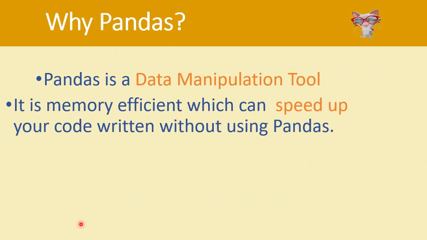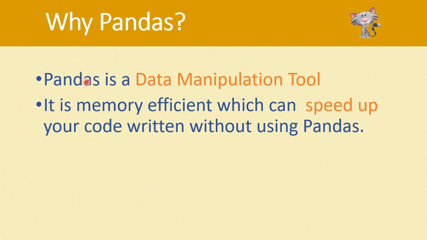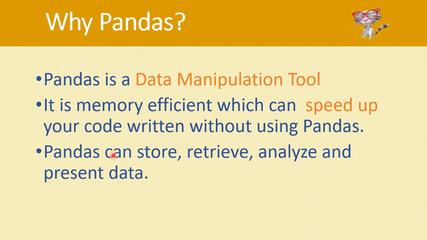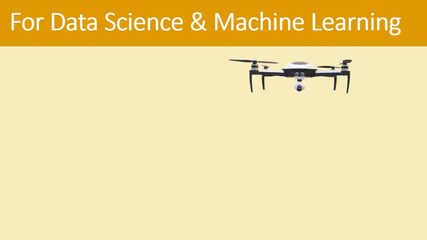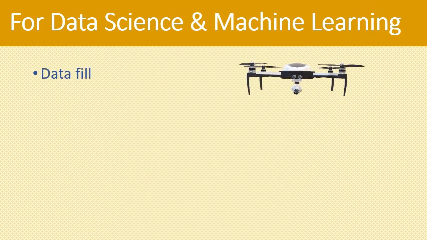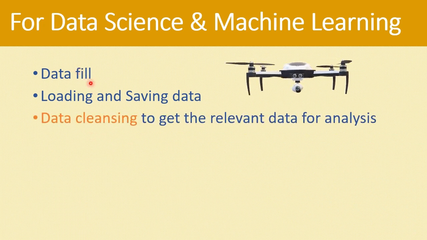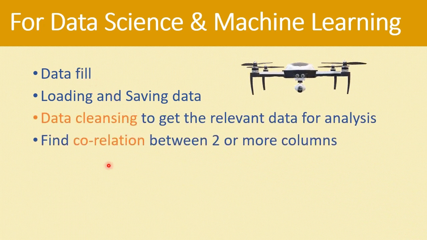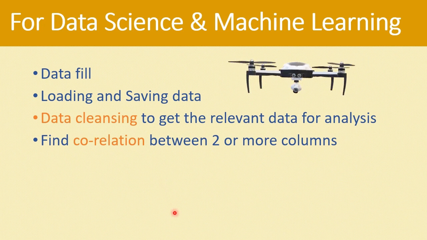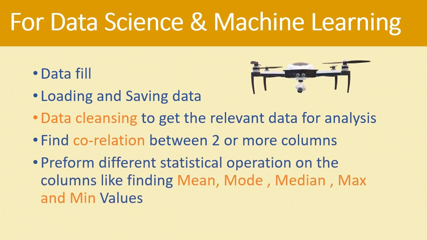It can speed up the data processing time taken by Python. Pandas is used to store, retrieve, analyze and present data. Very important part of data science and machine learning. It helps in data filing, loading and saving data, cleaning of messy data, finding correlation of two or more columns, perform different statistical operation on the data and do pandas plotting.